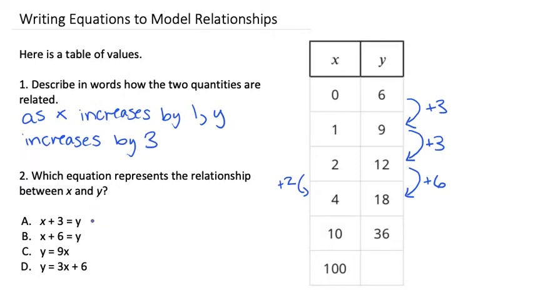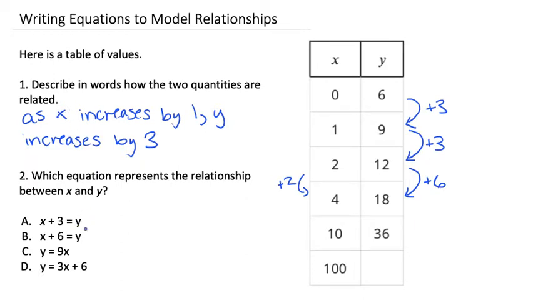The second question asks which equation represents the relationship between x and y, and there are some choices here. Now, in order to figure this out, one thing that I can do is test the values by plugging in the values from x and y in the table. The correct equation will work for all values. It's important to test a couple of them to make sure that it works for all of them.